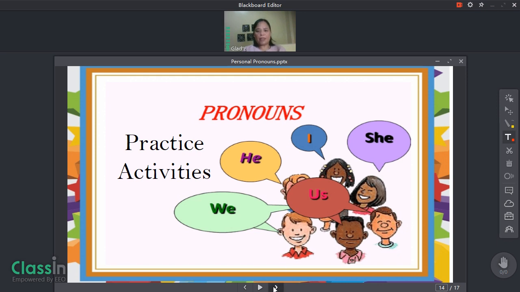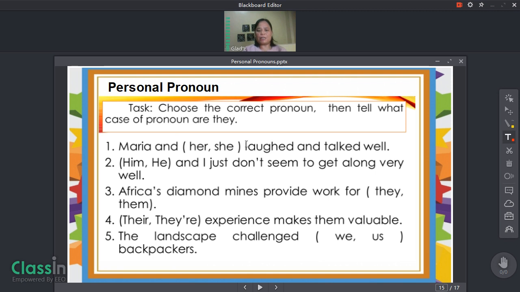Or practice activities. So in this practice activities, what you are going to do is choose the correct pronoun, then tell what case of pronoun they are. So what are those cases again? We have the subject case, and then the objective case, and then the possessive case. Okay, so let us answer this practice activities.